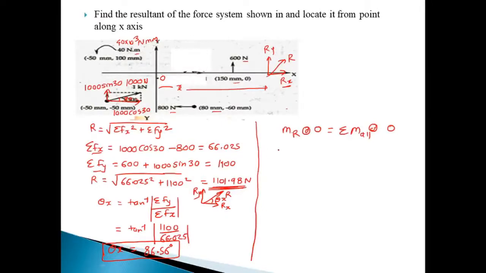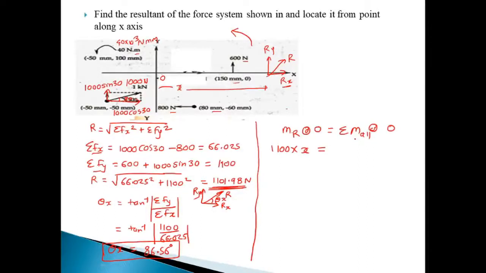So the moment due to the resultant is Ry, and Ry is nothing but Fy. Fy, 1100, into x is the moment, and this rotation is like this. It will rotate in the anti-clockwise direction. That's why this is positive.